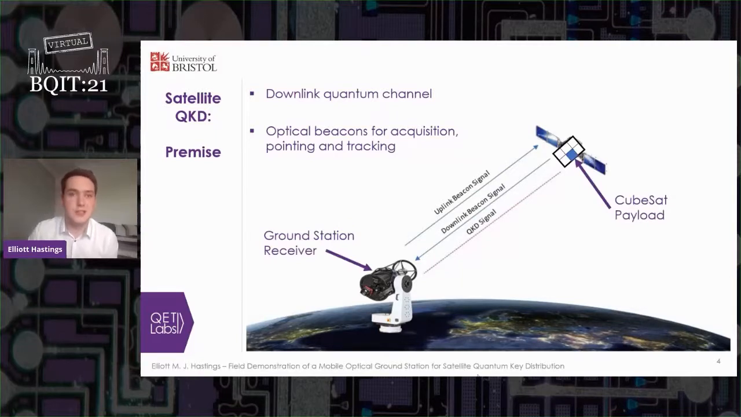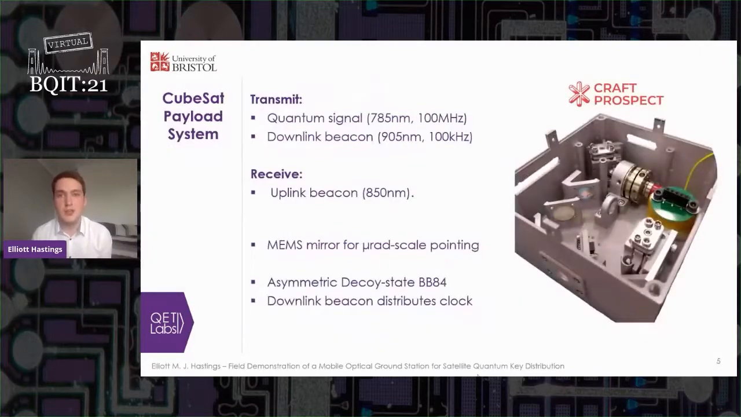We are focusing on a downlink quantum channel in which a quantum signal is sent from a satellite to the ground. In particular, we are developing a QKD transmitter payload for a CubeSat and a portable receiver system to act as a ground station. First, I'll talk about our CubeSat payload. You can see on the right a model of the payload developed by our industrial partner, Craft Prospect. This will be mounted to the output of an onboard optical telescope.